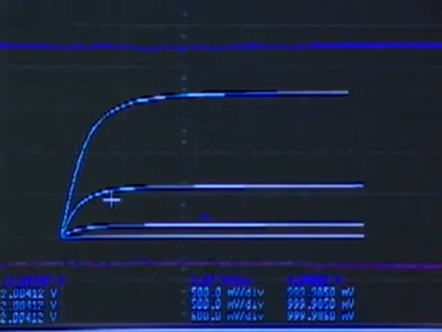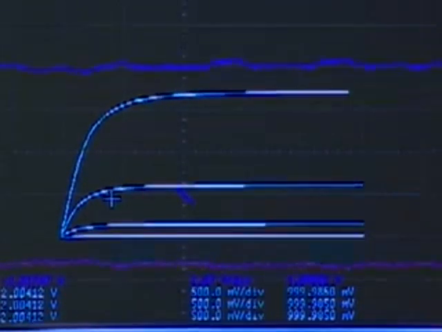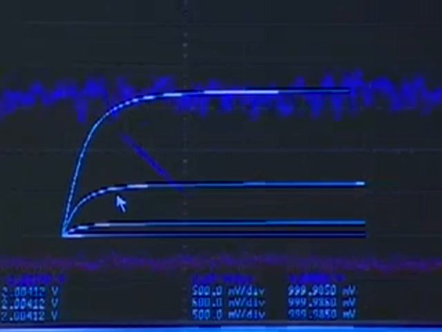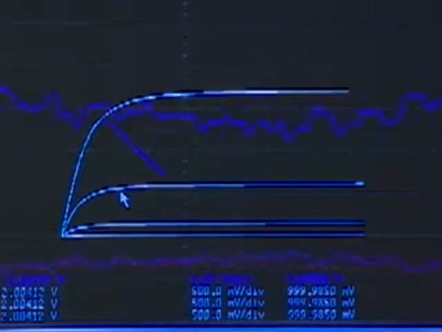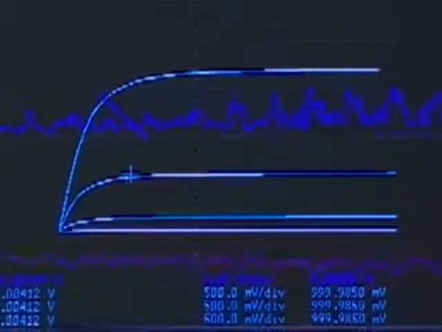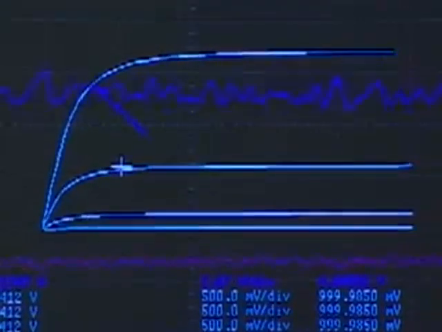I challenge you to tell me it's distorting. Sounds good to me. Okay. All right, that'll be it. Thank you.